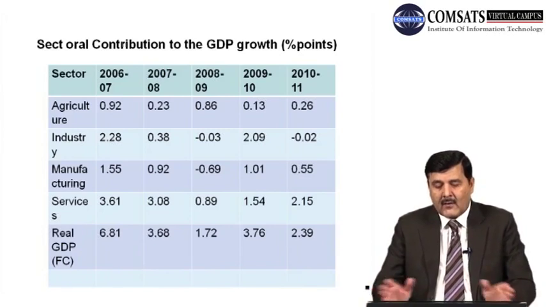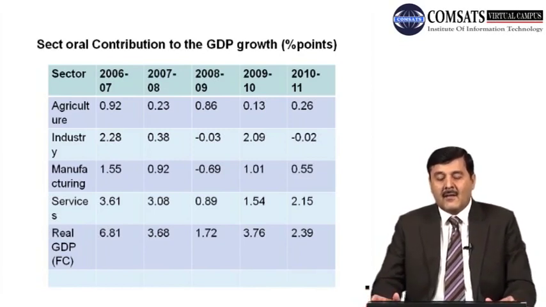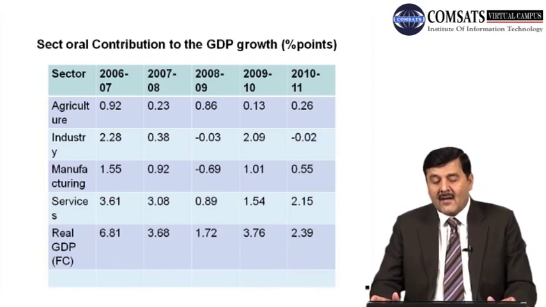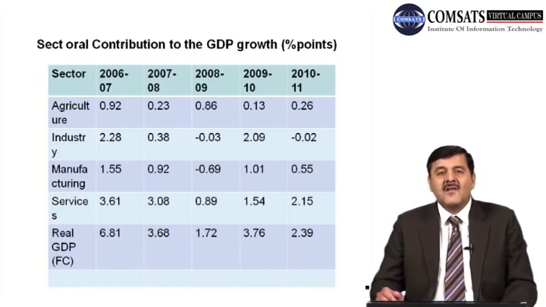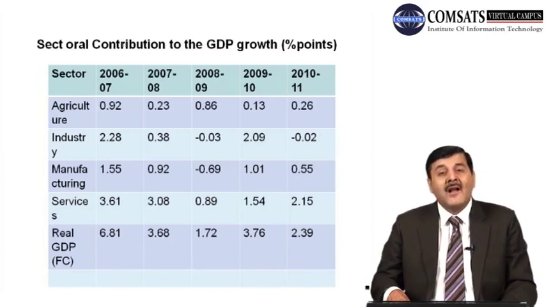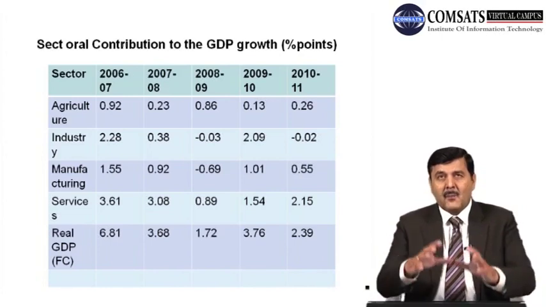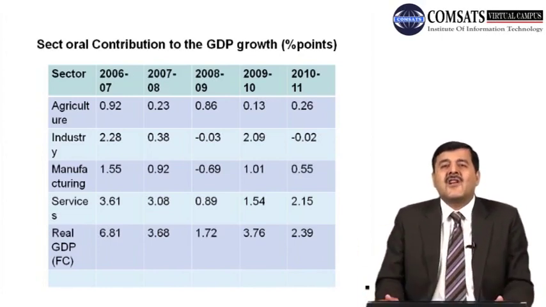If we look at the other years, 2007 and 8 and 2009 and 10 are better years, in which GDP growth was somewhat better, but 2008 and 9 and 10-11 are not good years for the Pakistan economy, because we have a very low growth rate in GDP, that is 1.72 in 2008 and 9 and 2.39% only in 2010 and 11. So this table basically gives you the overall picture.